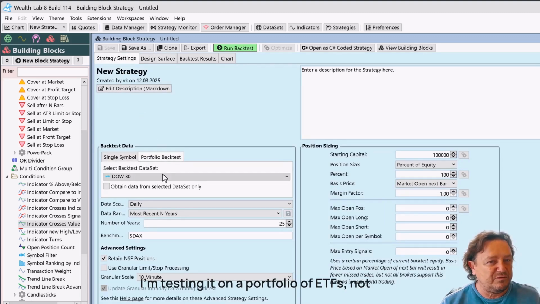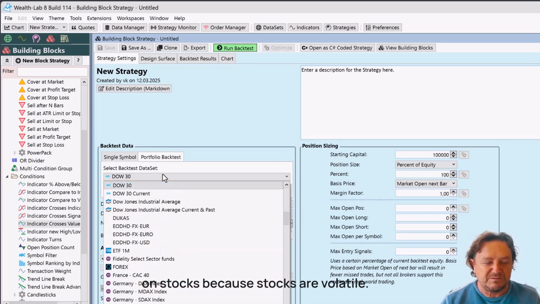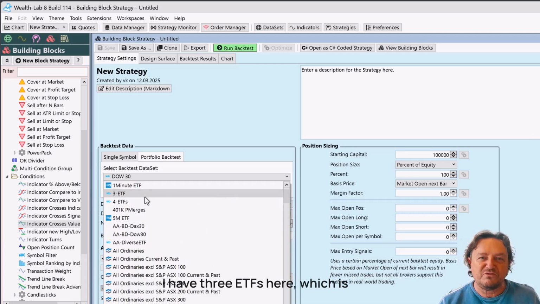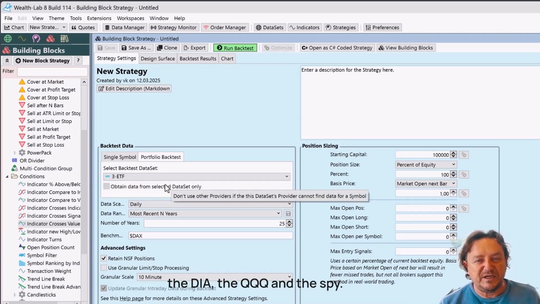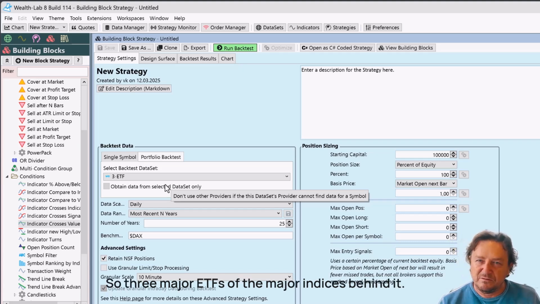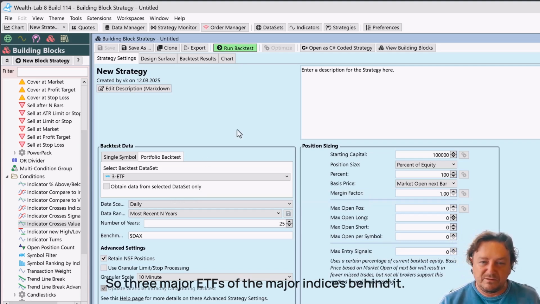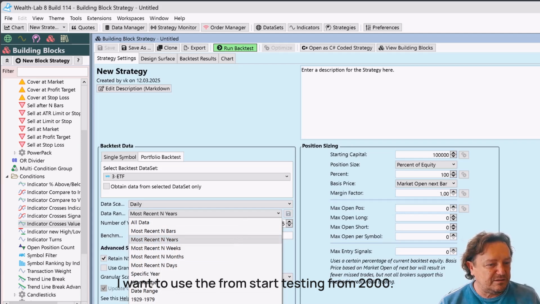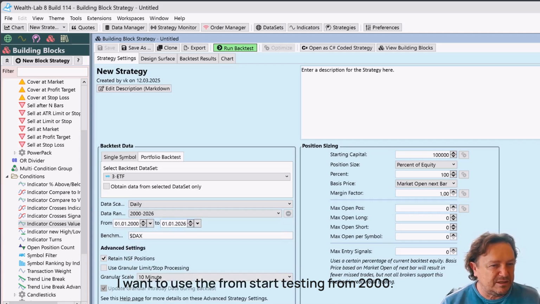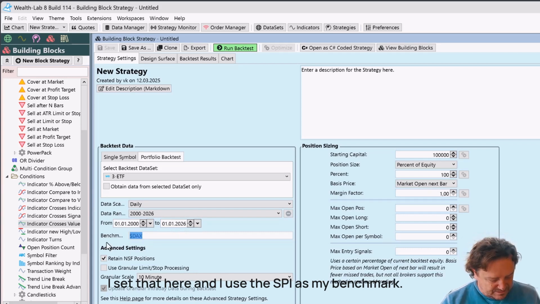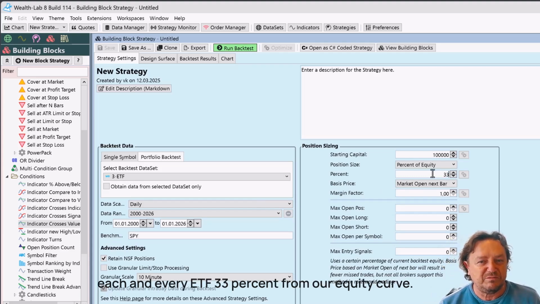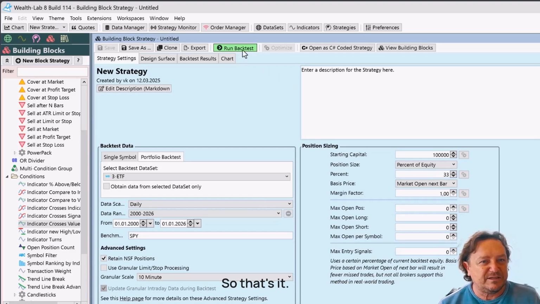What am I using? I'm testing it on a portfolio of ETFs, not on stocks, because stocks are volatile. ETFs are less volatile. I have 3 ETFs here, which is the DIA, the QQQ, and the SPY. So 3 major ETFs with the major indices behind it. I use daily data. I want to use from the start testing from 2000. I set that here, and I use the SPY as my benchmark. It's always good to have a benchmark. And we invest in each and every ETF 33% from our equity curve. So that's it. I run it.